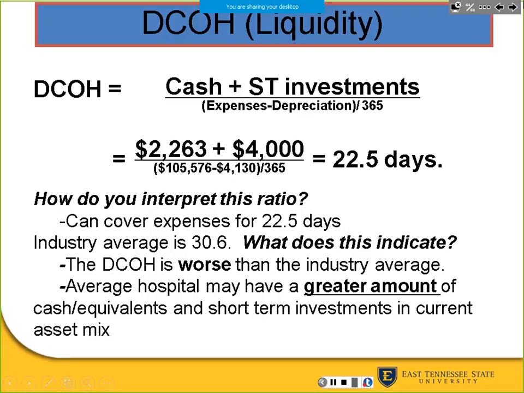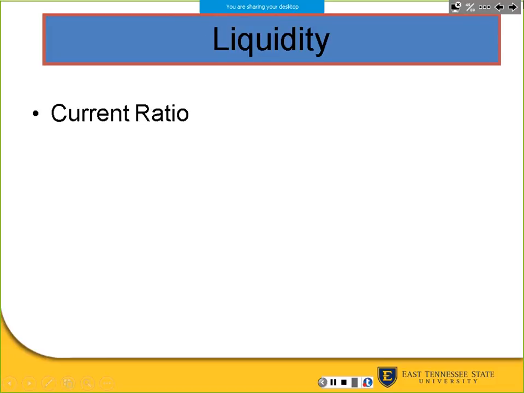Do we need to increase our short-term investments? What do we need to change to bring us from 22 and a half days, which initially sounds really good until we look at the industry average of 30, and how do we get ourselves to at least that benchmark of the industry average of 30 days? Still good? It's a lot of math, I know.